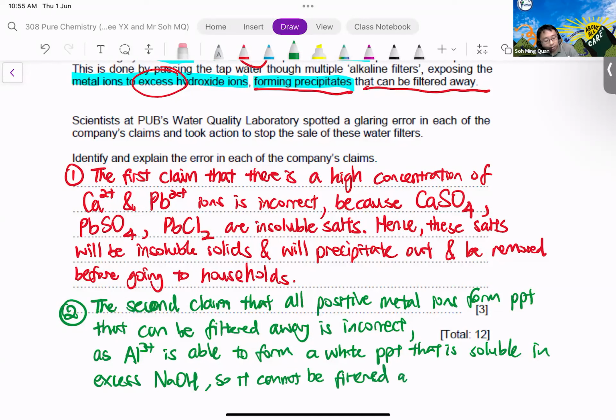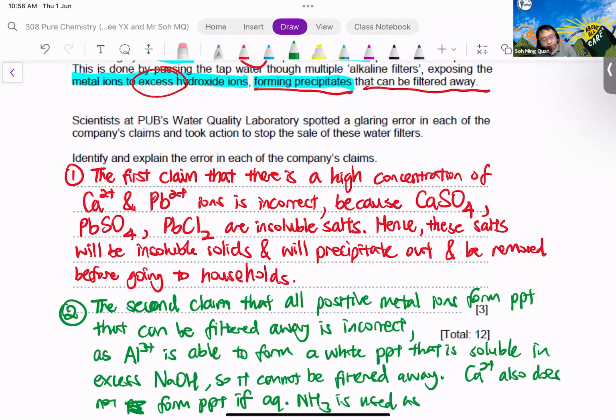Now, I'm making an assumption that these hydroxide filters refer to NaOH. I'm making an assumption. You can make an assumption that it's ammonia as well. If it's ammonia, this claim is still wrong. Ca2+ also does not form PPT if aqueous ammonia is used as a source of hydroxide ions.